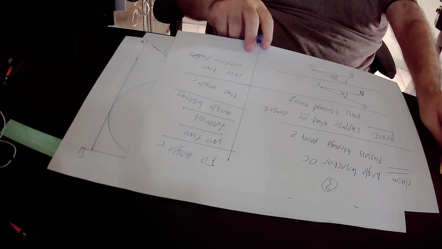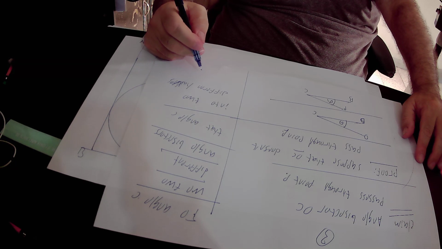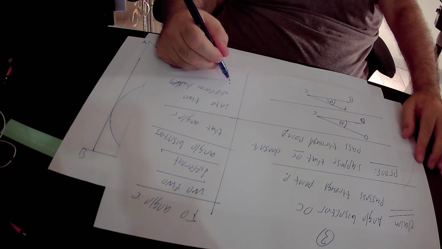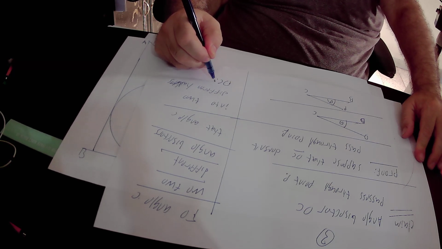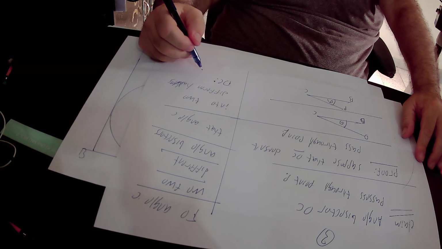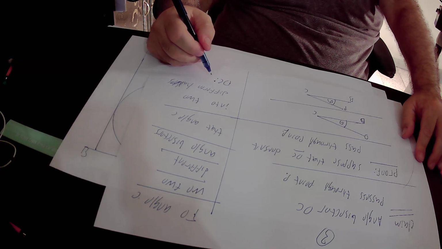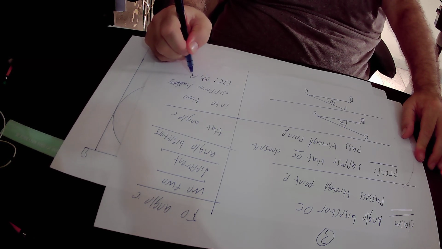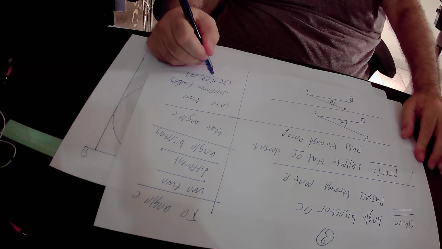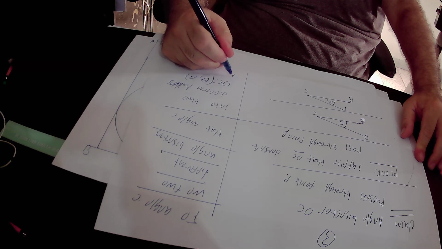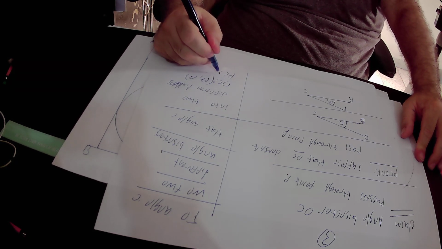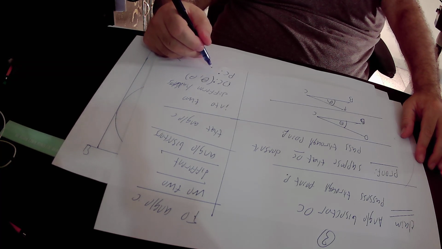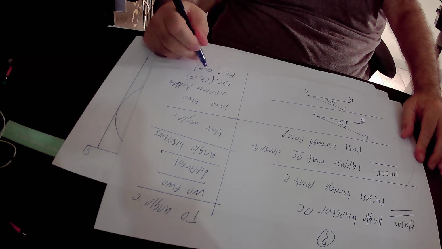Okay, while the angle bisector OC bisects angle C into two halves that each are equal to theta, we found out that the second angle bisector of C, that is actually PC, bisects angle C into two different halves that are equal to alpha and alpha. Okay?